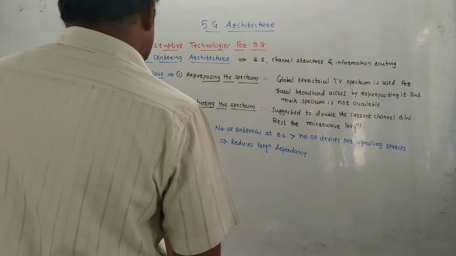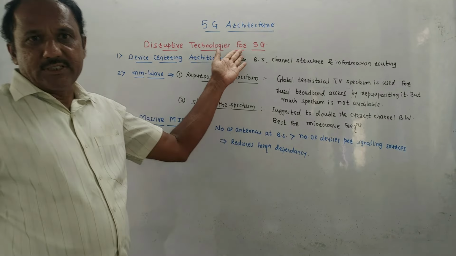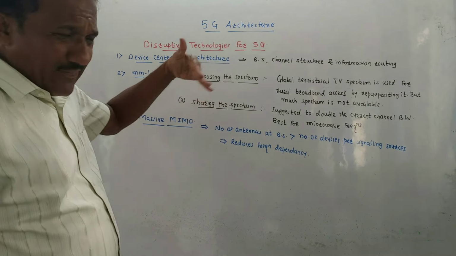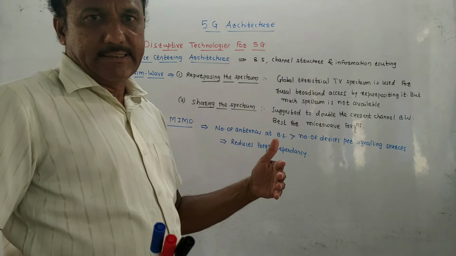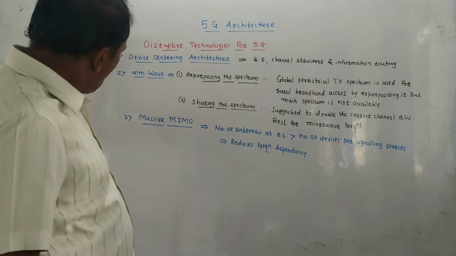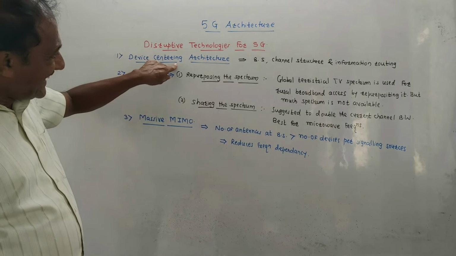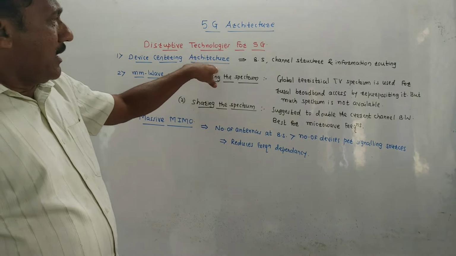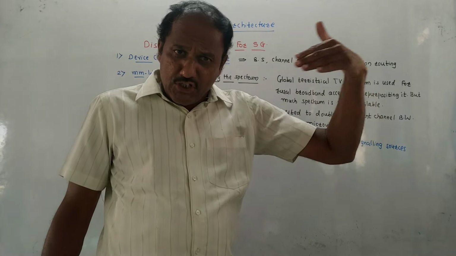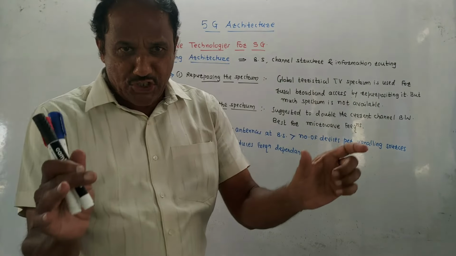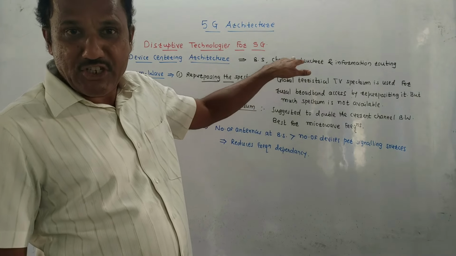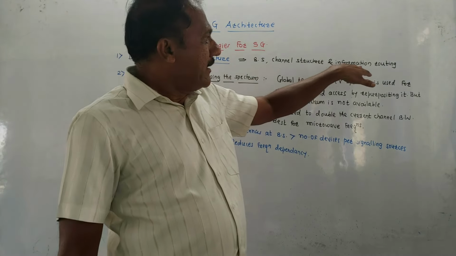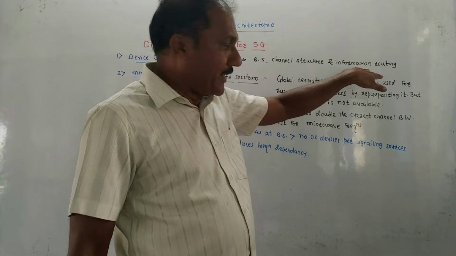The next part is disruptive technologies which are required for 5G. You can well say these are the advanced or different technologies required for 5G. So first is device centric architecture. There may be major changes required as far as the base station is concerned. Then changes are also required in the channel structure and information routing.